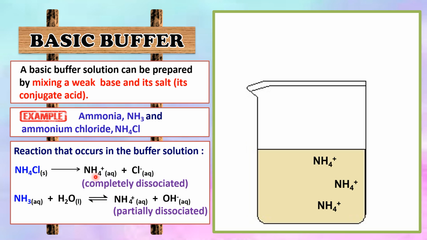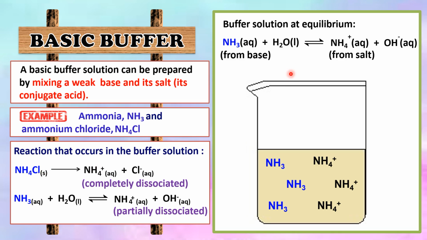Based on both reactions, we can see that they will produce the same cation, that is the ammonium ion. However, the ammonium ion is mainly produced by the dissociation of salt, since salt can 100% dissociate. So we can conclude that at equilibrium, a basic buffer contains weak base and its salt, that is the conjugate acid.